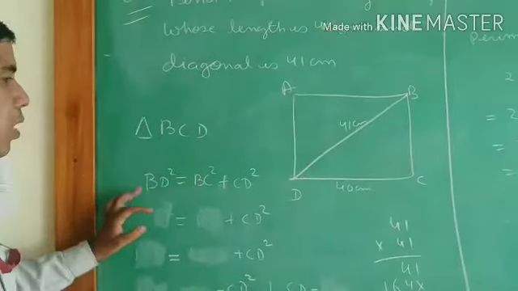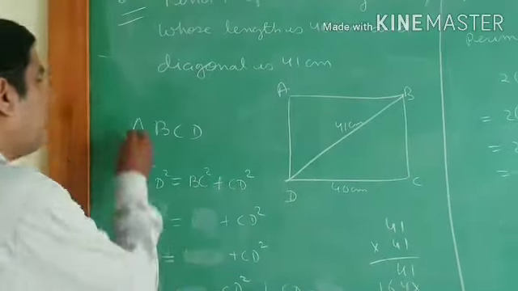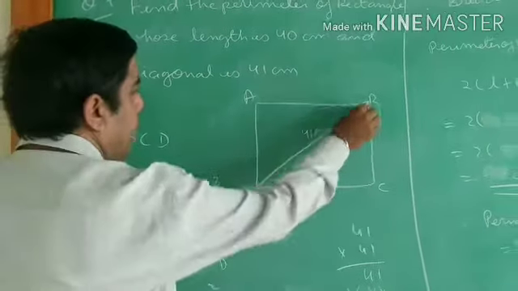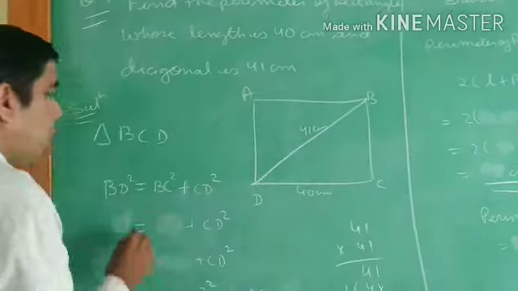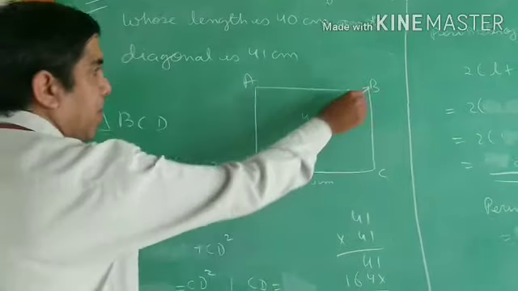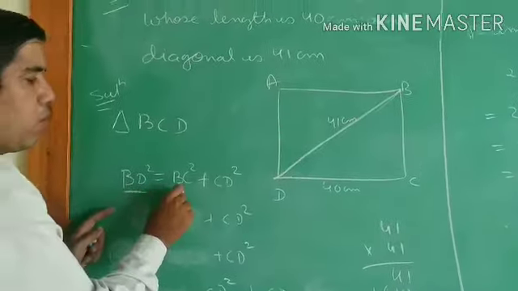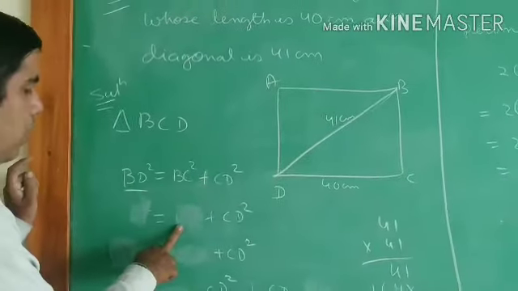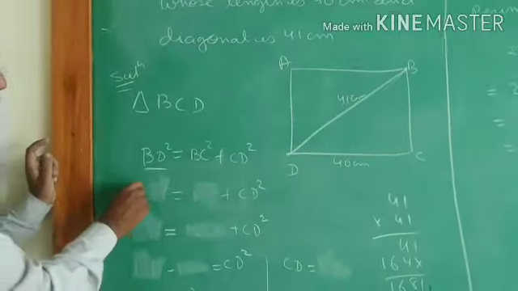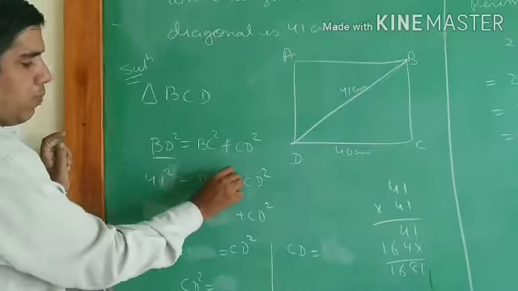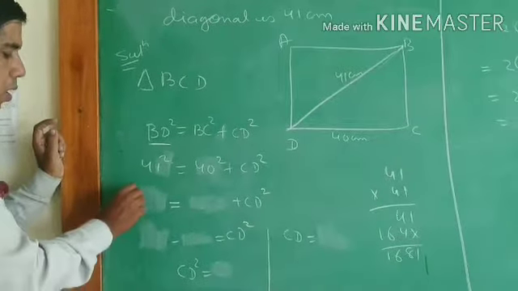Now I am going to use Pythagoras theorem on the triangle BCD. You can see BD is the hypotenuse. So BD square is equal to BC square plus CD square. Keeping the values here: BD is 41 square, and BC is 40 square.